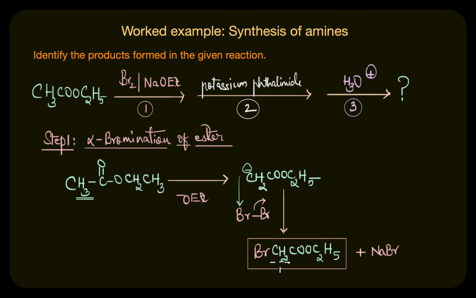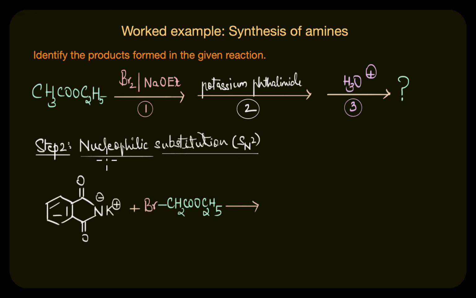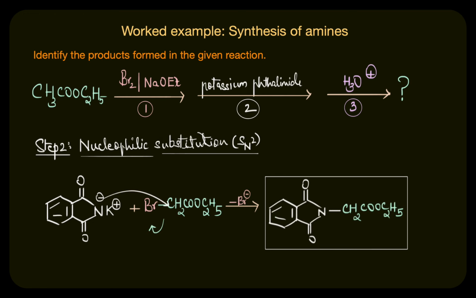Now in the next step, we are treating this bromo ester with potassium phthalimide followed by an acidic hydrolysis. Now this is a classic Gabriel phthalimide synthesis, correct? So in the second step, a nucleophilic substitution reaction takes place where the phthalimide ion attacks and substitutes the bromine atom and gives us this N-alkyl phthalimide. In this case, because we have an ester group, its name would be something different, ethyl phthalimidoacetate, but that's not important. Names are not important here. All you need to look at is what is happening, correct? So an SN2 reaction takes place. It displaces the bromine atom and gives us the substituted product.